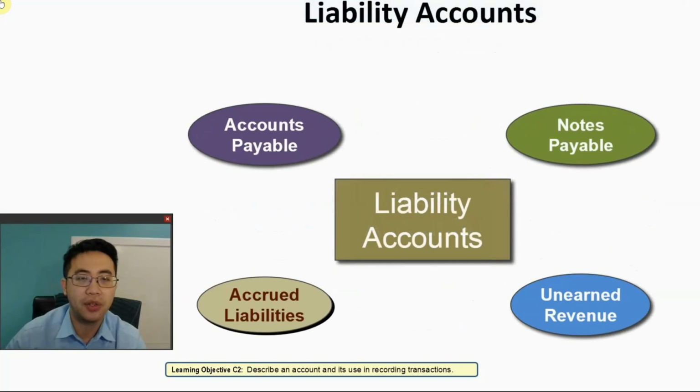And the liability accounts could be divided into notes payable, accounts payable, unearned revenue, and accrued liabilities. So this is money that you will pay in the future. Since you have not paid it yet, that's a liability to you. That's your debt. That's your obligation.